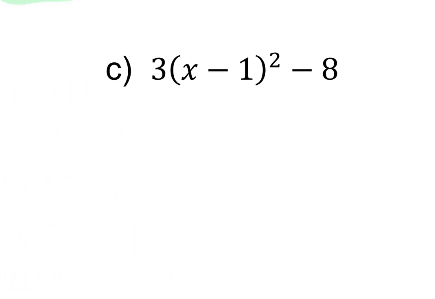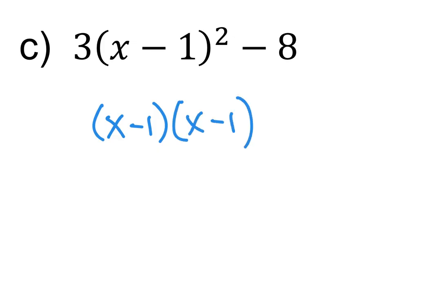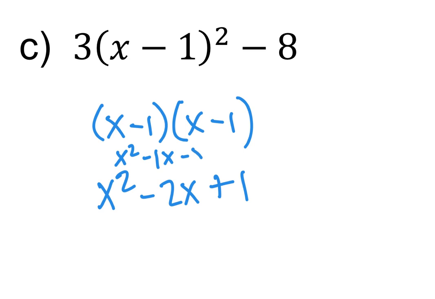Okay, let's look at C. We have all of our values represented. So let's go ahead and do the first part. What's the first step? Right, FOIL out that x minus 1 times x minus 1. And what do we come out with? Should come out with something like this. There we go. That's the middle step.